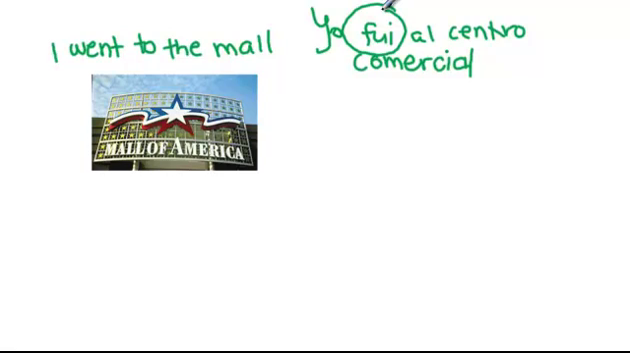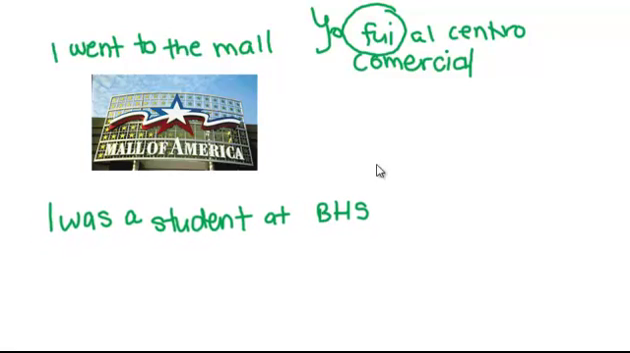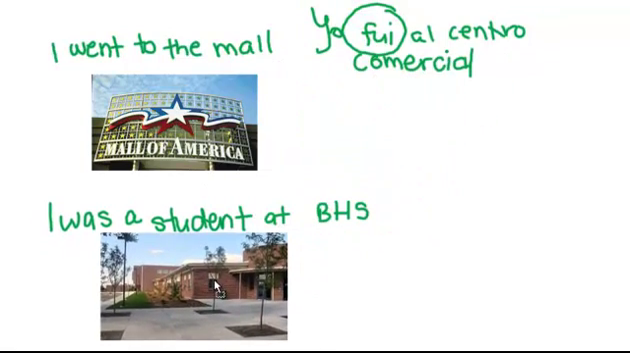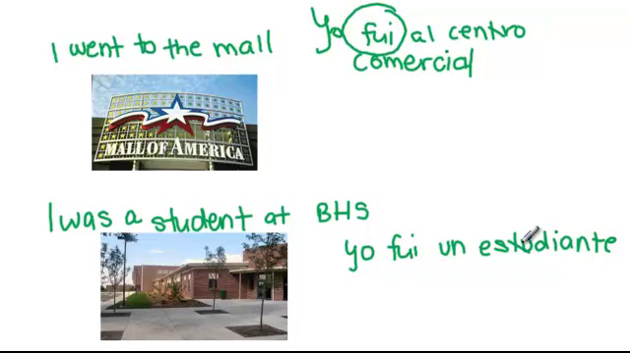Yo fui. The second example we're going to do is I was a student at BHS. So here we are at the high school. To write that in Spanish, you would say yo fui un estudiante en BHS. Again, it's the same as saying yo soy un estudiante, but we're putting it in the past with the fui form. So we're just going from saying things in the present to saying things in the past.